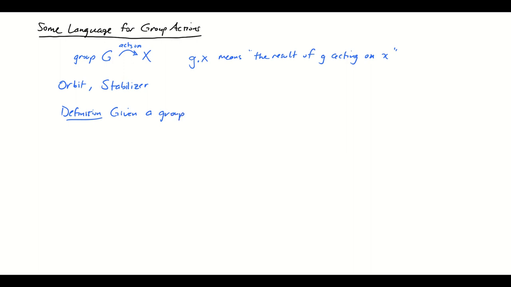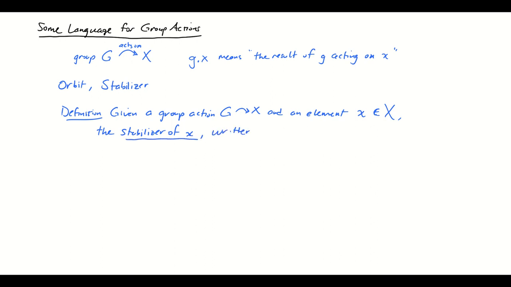Given a group action, G acting on X, and some element X in the set X, the stabilizer of X, that is the element X, which sometimes we'll write stab of X, and sometimes if needed for clarification, we'll call it stab sub G of X. That is, if I want to say what the ambient group is. So this is the stabilizer in G of X.